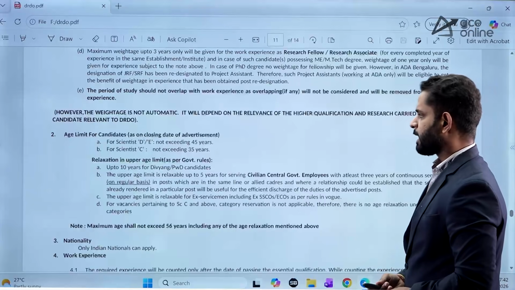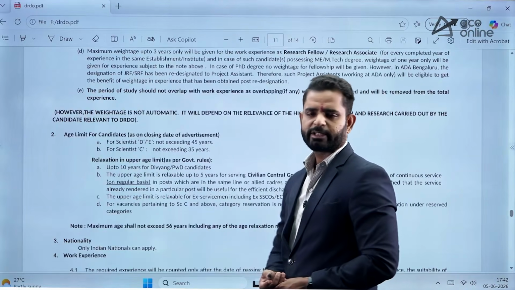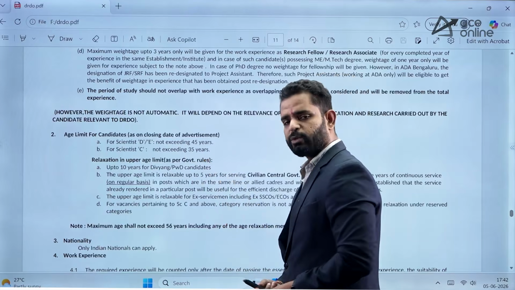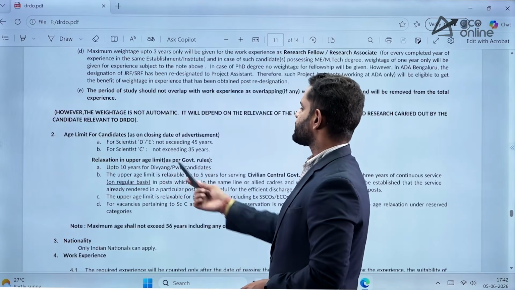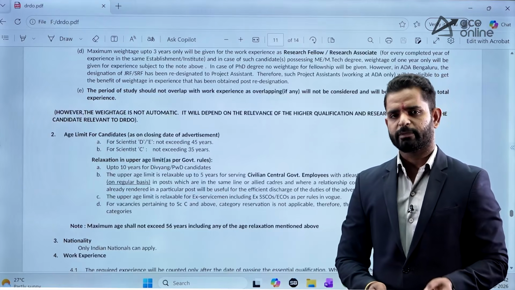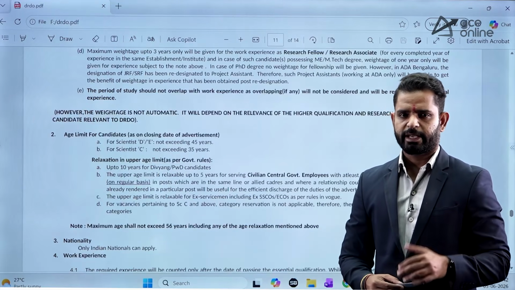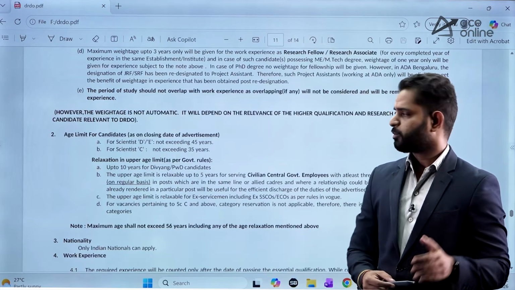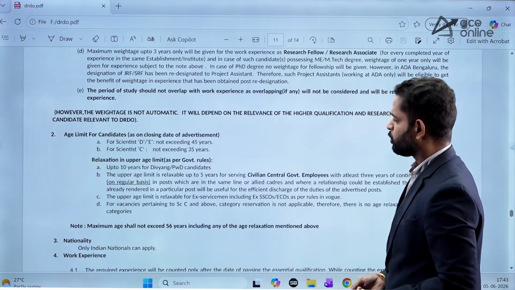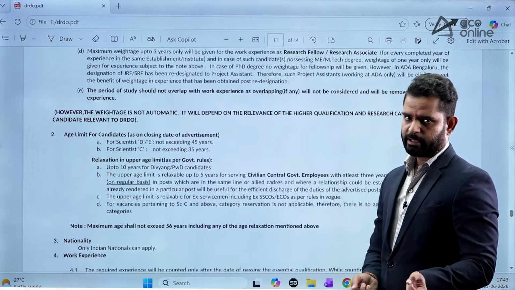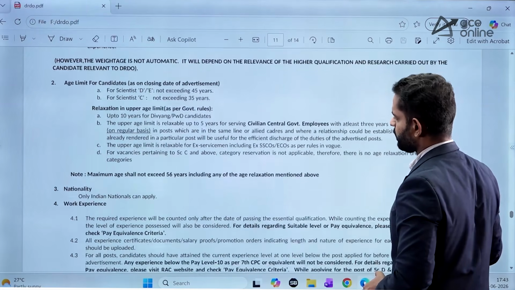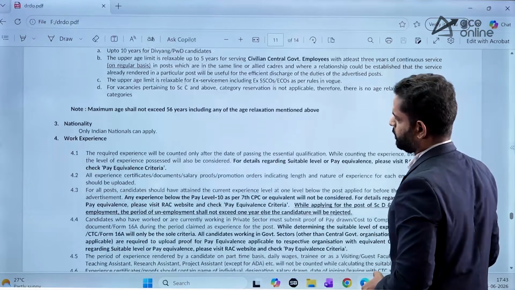Age limit for the candidate as on closing date of the advertisement, that is 19th of June, for Scientist D or E not exceeding 45 years, and for Scientist C not exceeding 35 years. As per the Union Government norms, 5 years relaxation for SC/ST, 3 years for OBC non-creamy layers, and up to 10 years for the Divyang or PwBD candidate. So these are important details given by the DRDO.